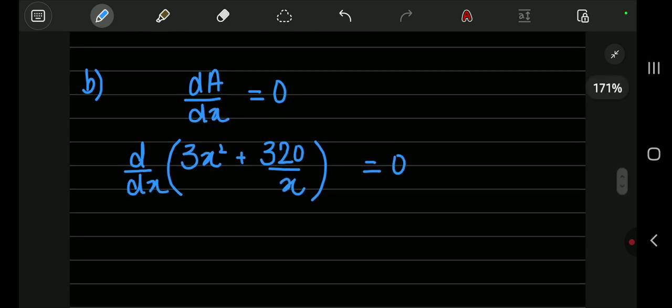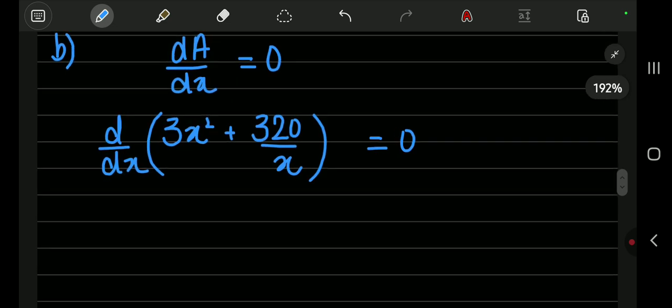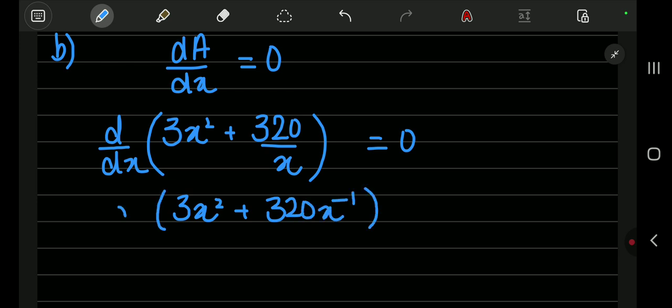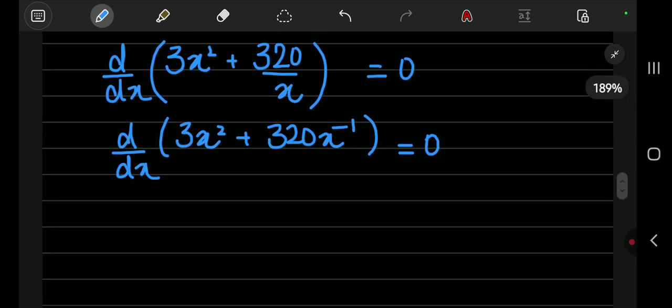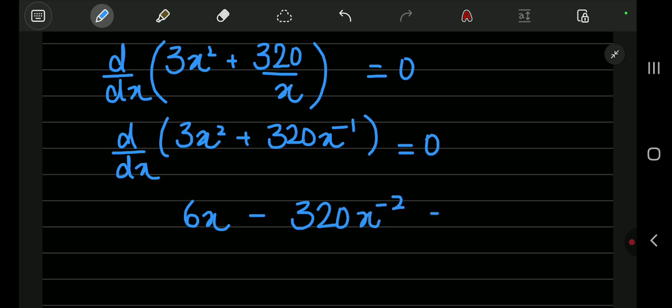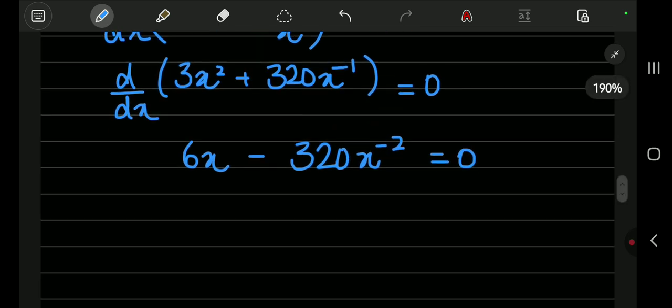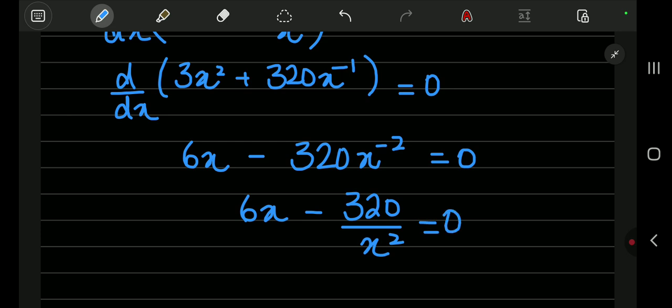So what is the derivative of, okay, we cannot take the derivative with x in the denominator, so first arrange this. d/dx of 3x square plus 320 x to the power minus 1. So the derivative would be 6x plus minus 320 x to the power minus 2 equals 0. This will give you 6x minus 320 over x square equals 0.